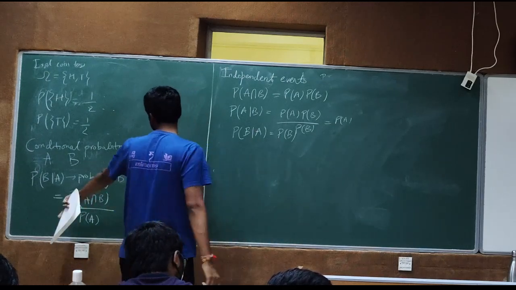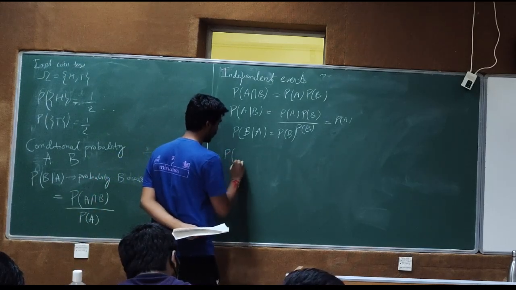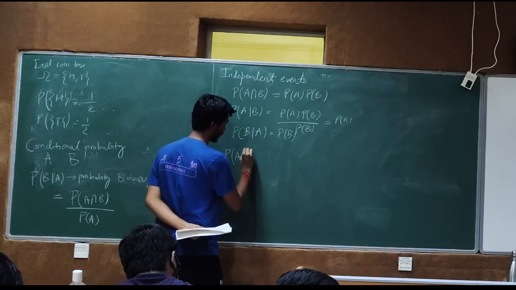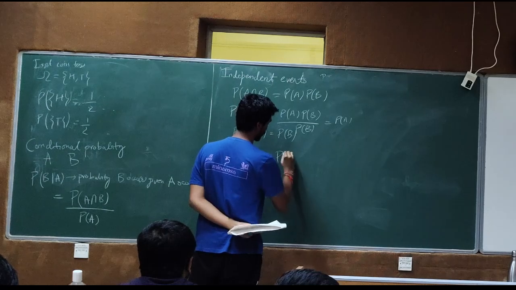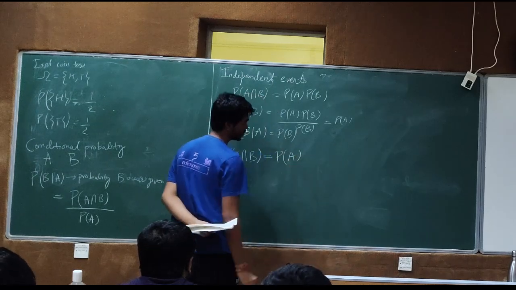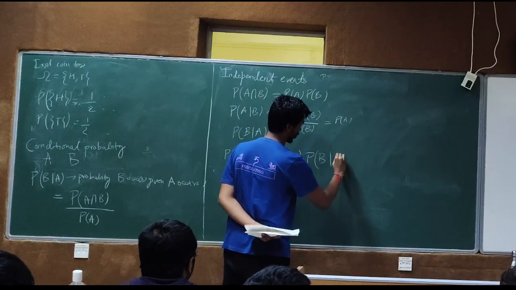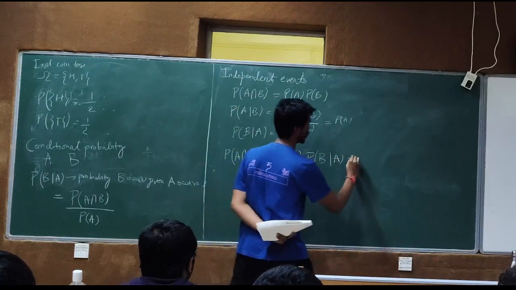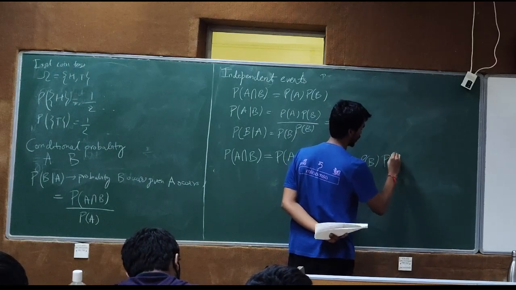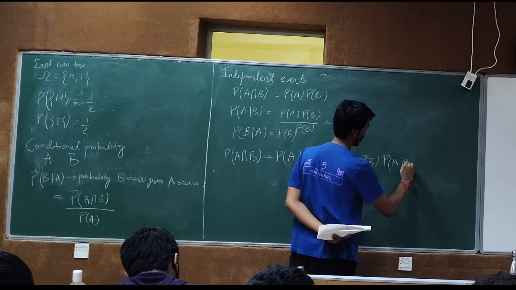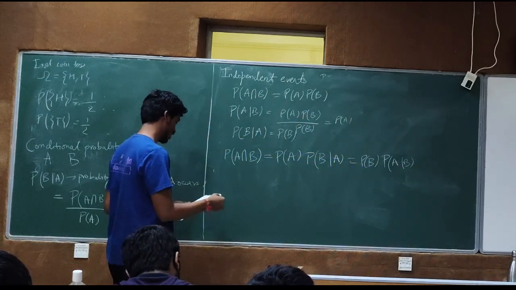So using this relation, there's something called the multiplication rule. It says that the probability of A and B both occurring together is equal to the probability that A occurs times the probability that B occurs given that A occurs. And this is also equal to the probability that B occurs times the probability that A occurs given that B occurs. So this is called the multiplication rule.